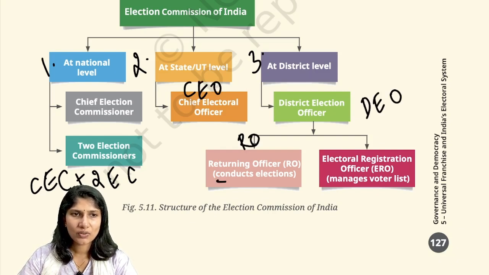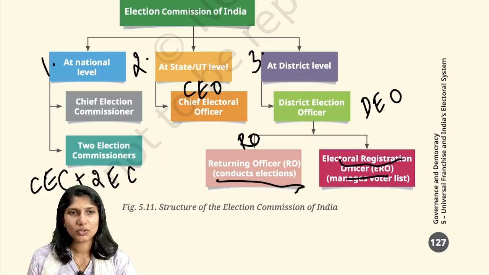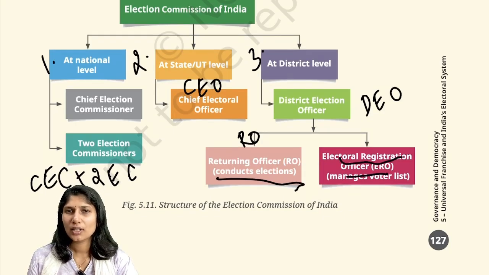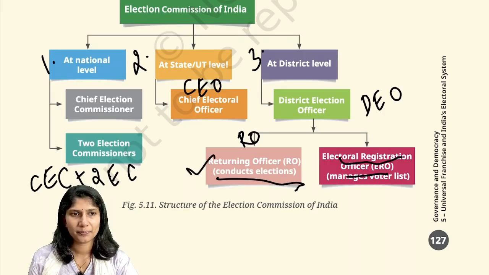Returning officer is the one who conducts the election. And lastly, the Electoral Registration Officer manages your voter list. People's names should come, no? So, among all these, who conducts the election? It is the returning officer.